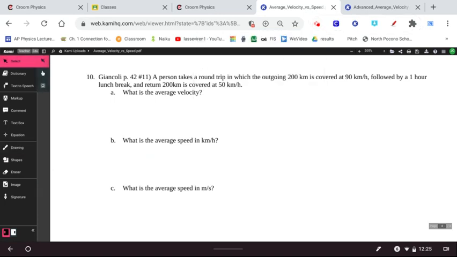Okay, this is number 10 from average velocity versus speed. And in this question, I bring this out because you're not given distances and times and all the locations. You have to sort of work out some details here. Let's not worry about the conversion in part C. Let's just worry about part A and part B. What's the average velocity? What's the average speed? Both in kilometers per hour.